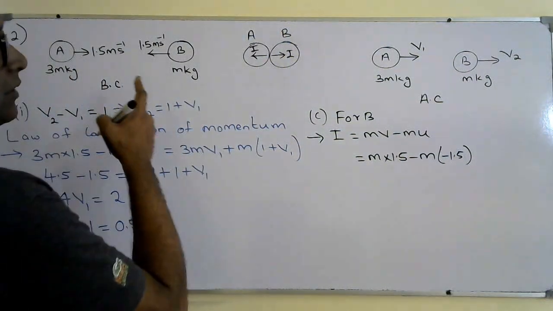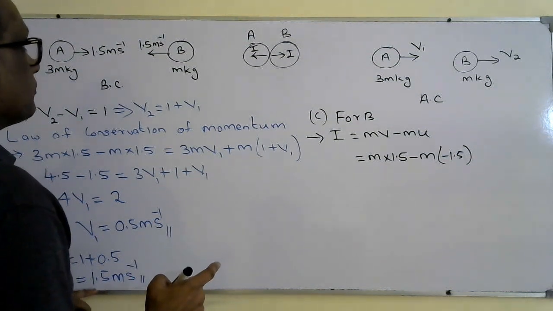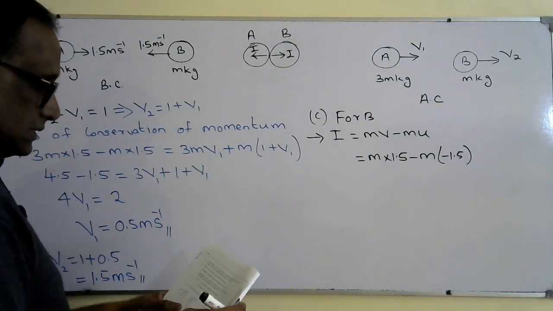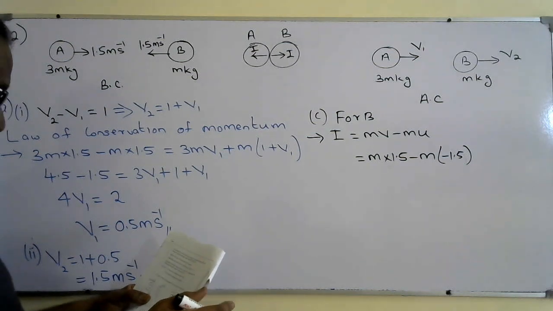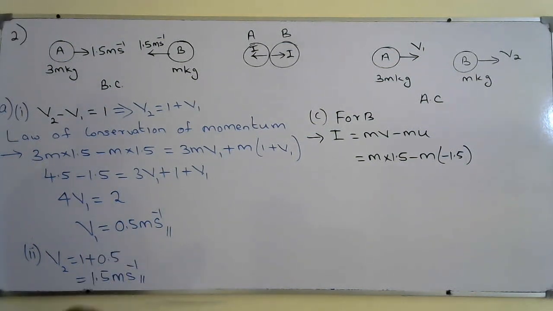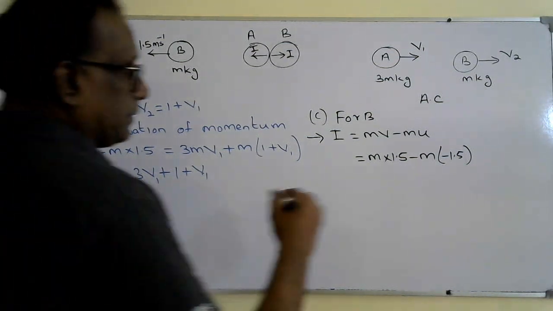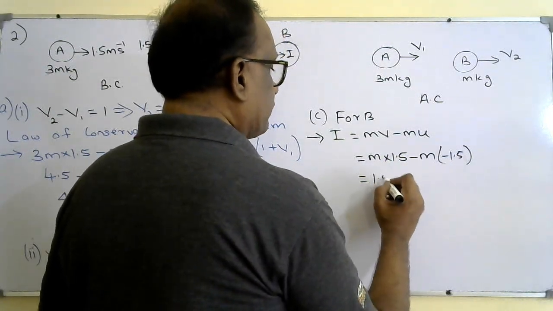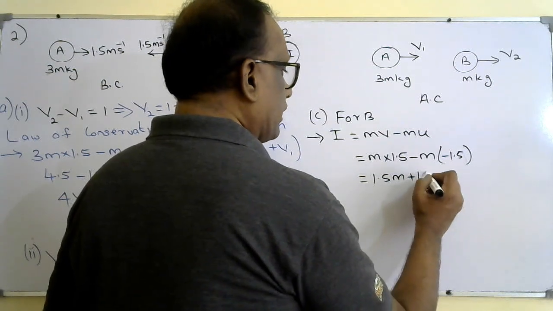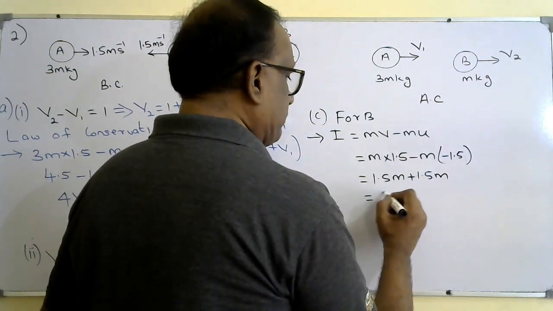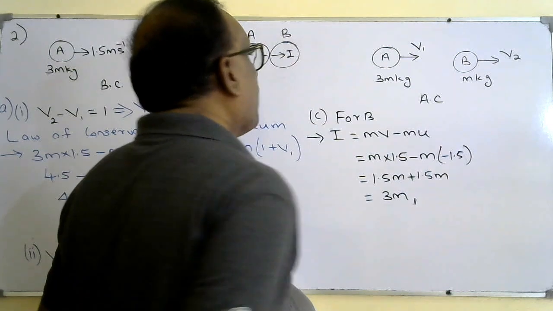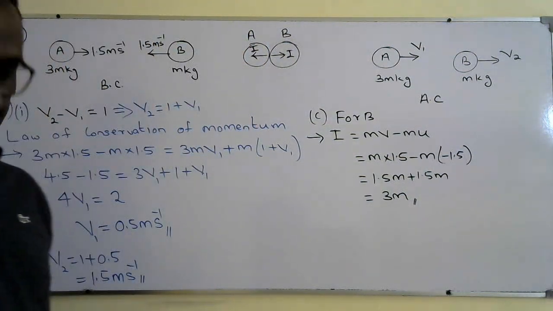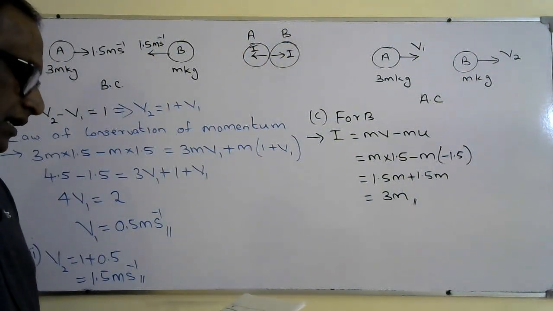I think, sorry, I made a mistake... yes, that will be correct. That is plus, minus minus, so 1.5m plus 1.5m, 3m. So the impulse experienced by B during collision is 3m. That's the answer for the C part.